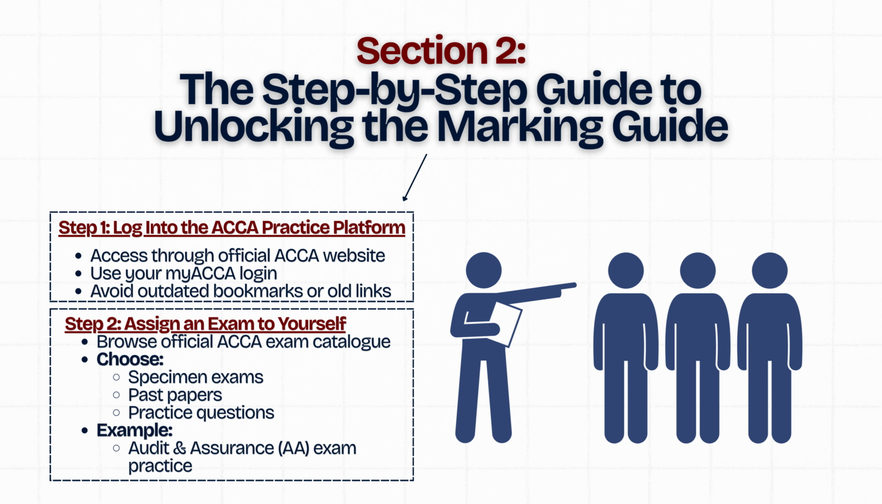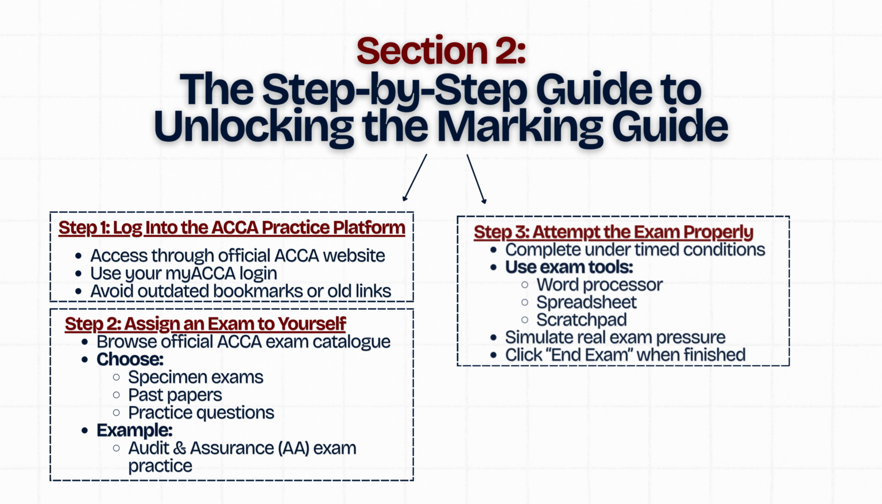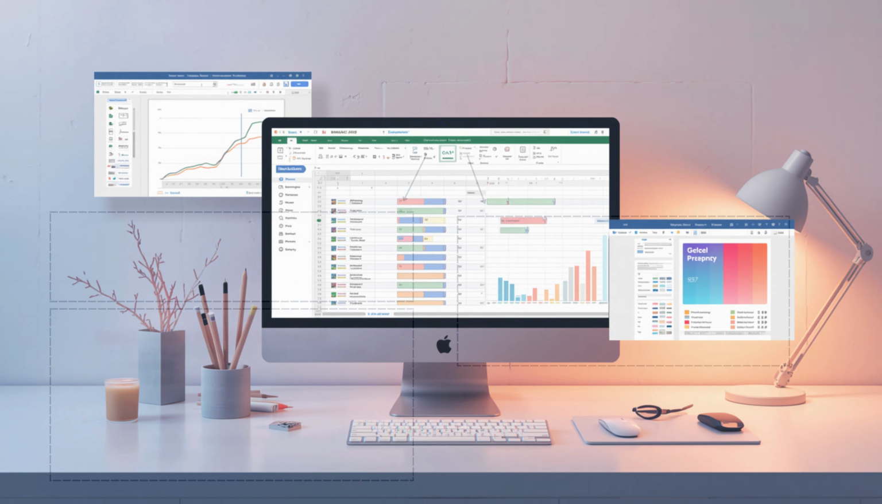Next, you find and assign an exam to yourself. You can browse the catalog of official ACCA content, which has everything from specimen papers to past exams. Let's say you're prepping for audit and assurance. You find the exam and assign it to yourself. Now for the familiar part. You launch the exam and do your best to complete it under timed conditions to get used to the real exam pressure. Use the on-screen tools like the word processor, spreadsheet, and scratchpad.